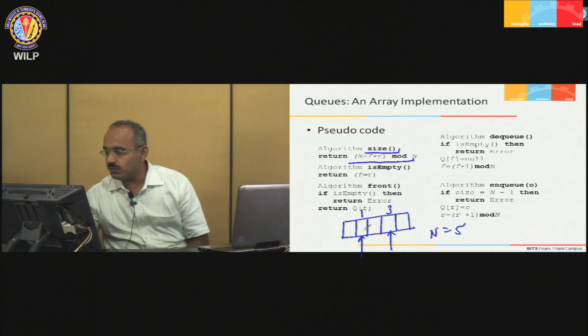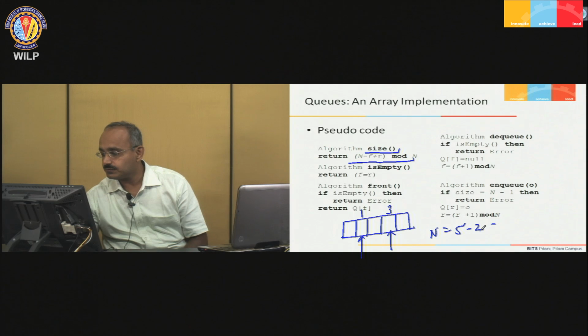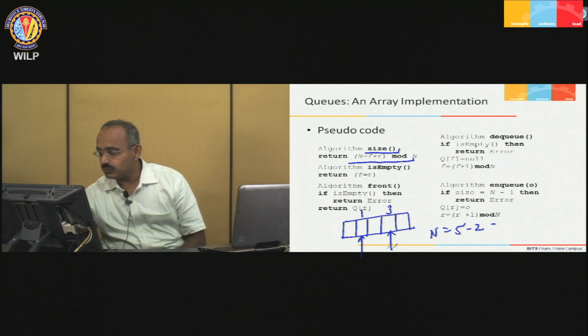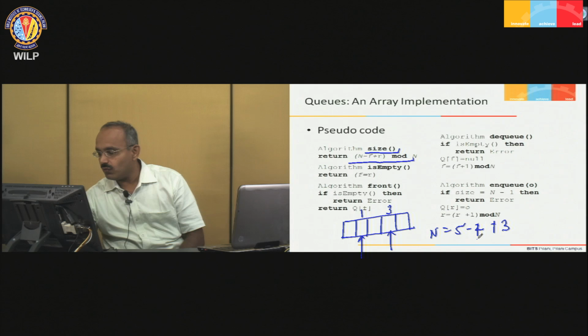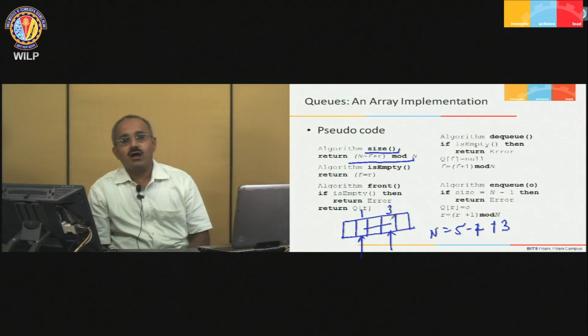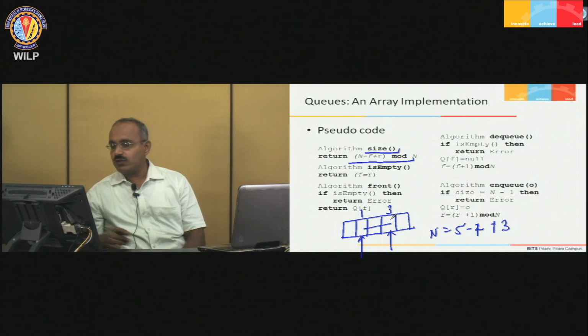So my size of the queue is precisely 5 minus, so the size of the queue is going to be 5 minus 1, front is at 1 plus 3. So which is 5 minus 1 is 4 plus 3, 7, modulo 5 is going to be 2, which is the size of your queue. Right? So this simple formula gives you the size of the queue.